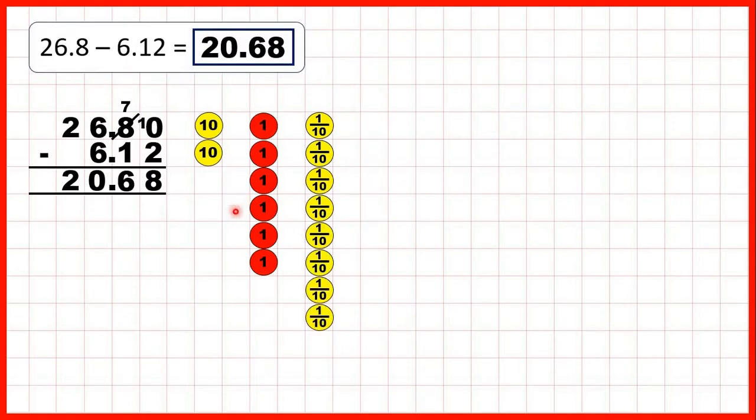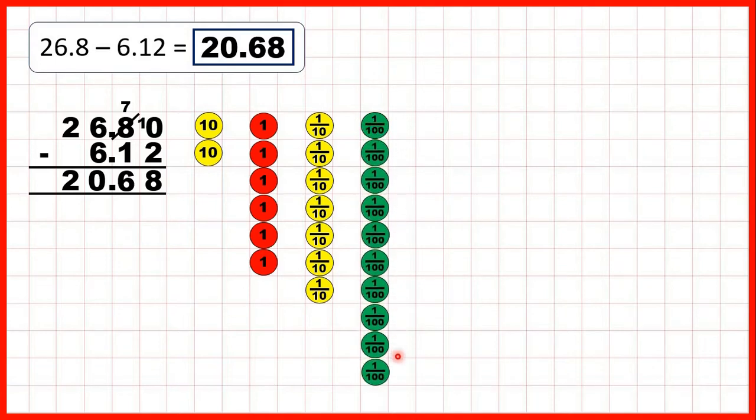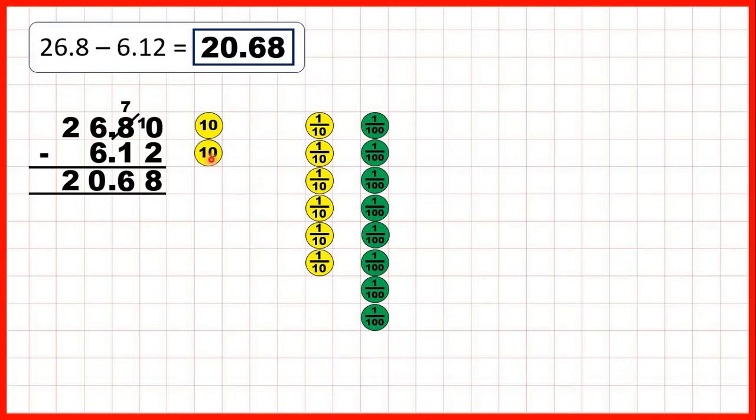The next question we did was 26.8, so 2 tens, 6 ones, and 8 tenths, and we needed to subtract 6.12. First, we subtracted 2 hundredths, but to do that, we exchanged one of our tenths for 10 hundredths. Then we could subtract 2 hundredths. Next, we subtracted 1 tenth. Then we subtracted all 6 of our ones. That left us with 2 tens, 6 tenths, and 8 hundredths, so that's 20.68.